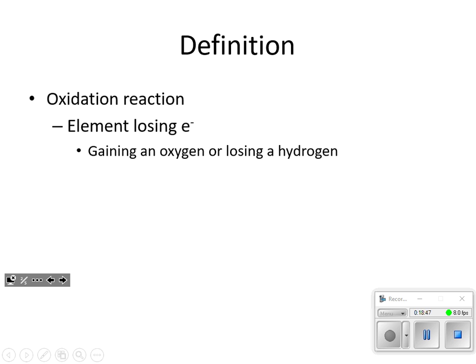Now again, long time ago, they really didn't know about tracking electrons from one element to another in a chemical reaction. So long time ago, they noticed reactions in which something gained an oxygen. It started without an oxygen, then it bonded to an oxygen. That's why they call it oxidized. That's where the name came from.